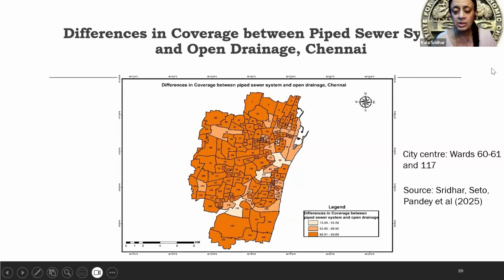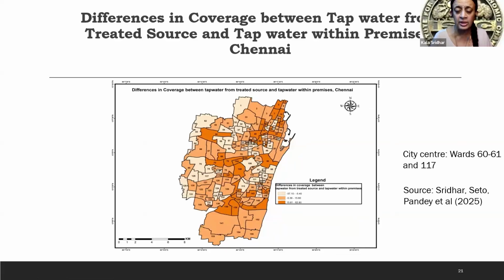And this is another South Indian city, Chennai. And you will find that the city center wards, the central part of the city, is mostly covered well with a piped sewer network when compared to the peripheries, which lack access to this and have only access to open drainage at best.